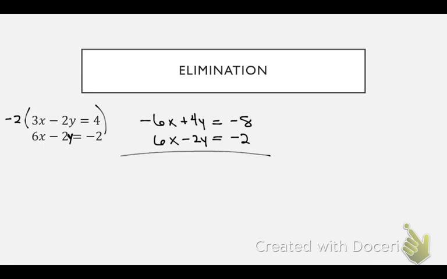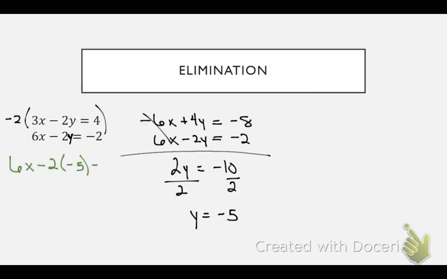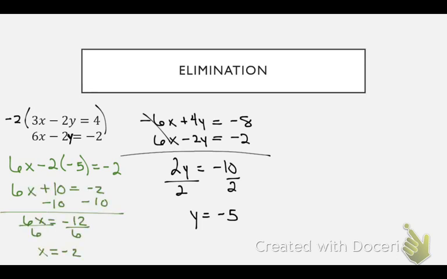Okay, 4 minus 2 is 2y equals, what's negative 8 minus 2? Negative 10. Divide both sides by 2, y is negative 5. Did y'all get that? Negative 5? Good. Now I'm going to give you another minute to plug it back into one of the original equations and solve for x. All right, so 6x minus 2 times negative 5 equals negative 2, and dividing by 6, x ends up equaling negative 2.5.